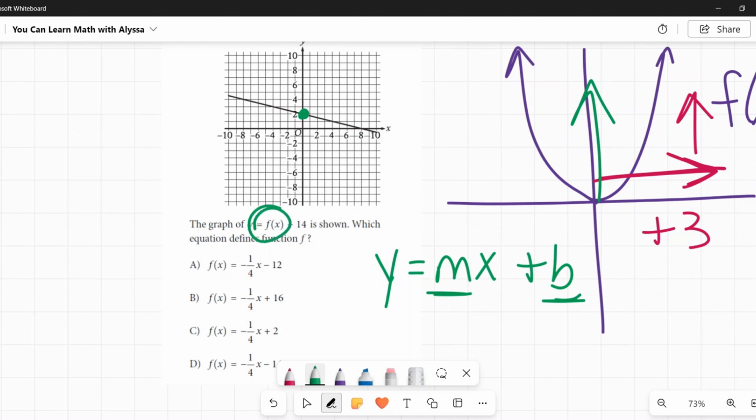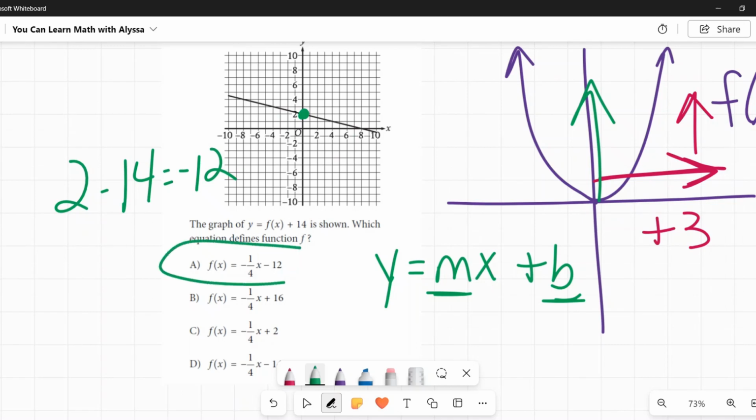So to find out where it originally was before that 14 was added, we need to go down 14 from 2. 2 minus 14 is negative 12. So let's look for the one with negative 12 as my intercept. There it is. A is my answer.